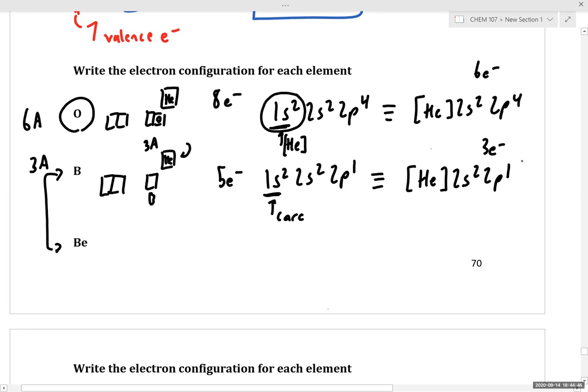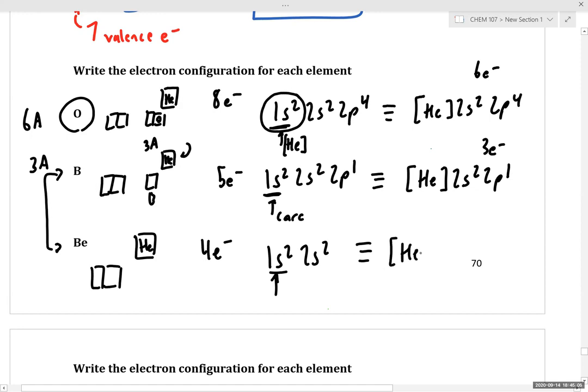For beryllium, again, our preceding noble gas is helium. Beryllium has 5 electrons total. So we take our configuration 1s2, 2s2, and we abbreviate our 1s electrons as helium. Do these examples make sense to everyone so far? If you know how to write basic electron configurations, then these abbreviated configurations are just a small extension off of that.